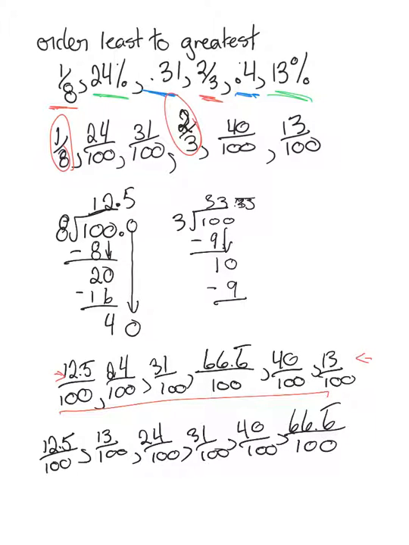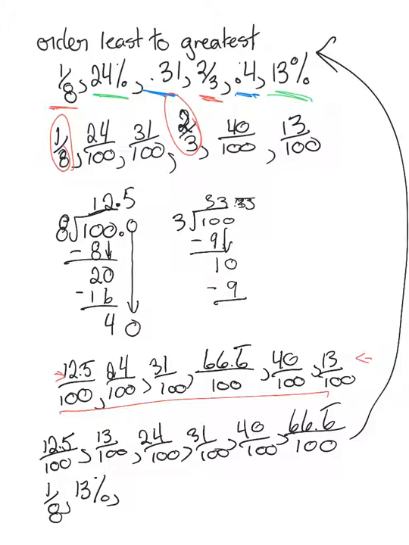But you cannot leave it like this. You have to put it back into the form that was given to you up there. So now what is the 12.5 over 100? It is 1/8. And what is 13 over 100? It is 13%. What is 24 over 100? It was the 24%. 31 over 100 was 0.31. 40 over 100 was 0.4. And 66.6 was 2/3. So your final answer will look like this.